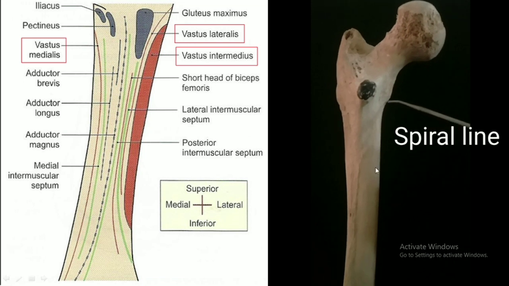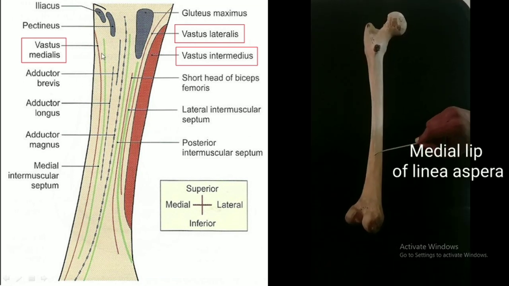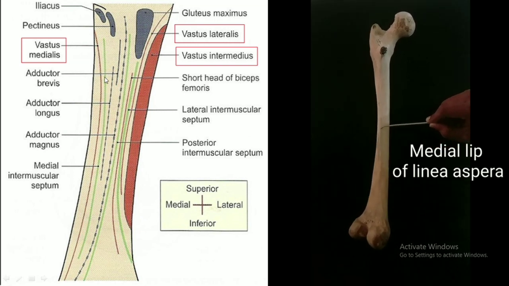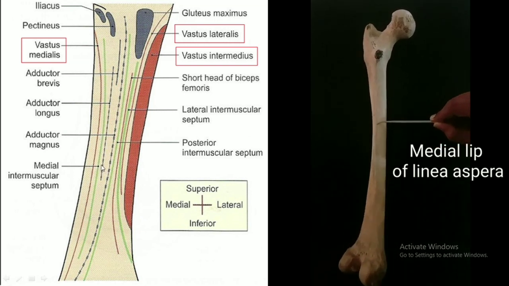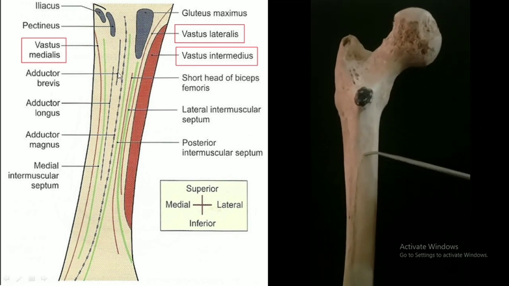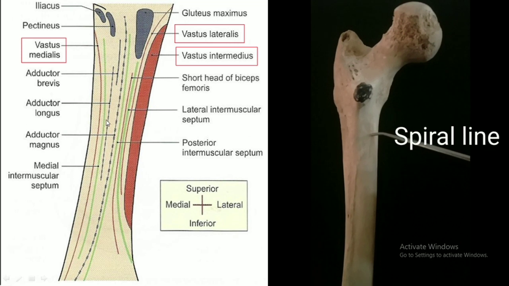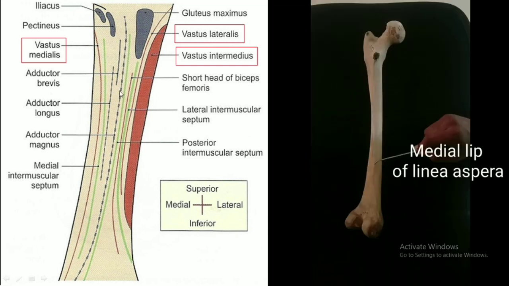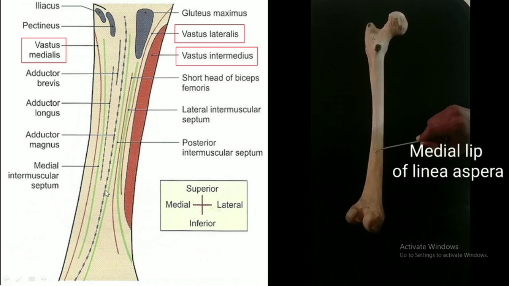So this is the medial, the vastus medialis. After that there is a medial intermuscular septum that is attached to the medial lip of linea aspera. Then comes the adductor longus muscle. Then comes adductor brevis. Then comes the adductor magnus muscle.